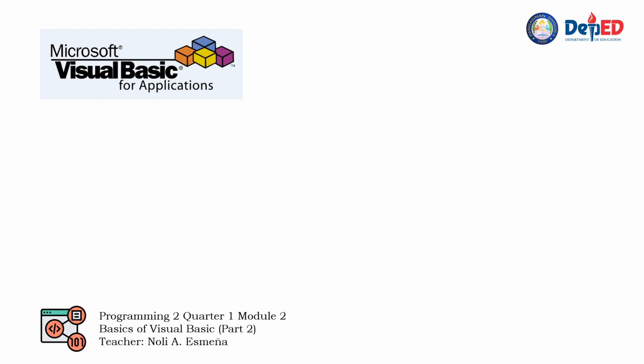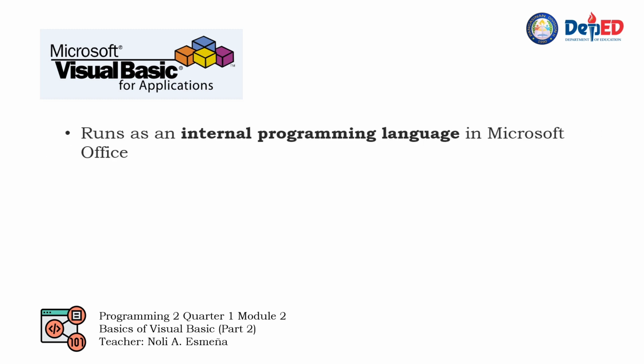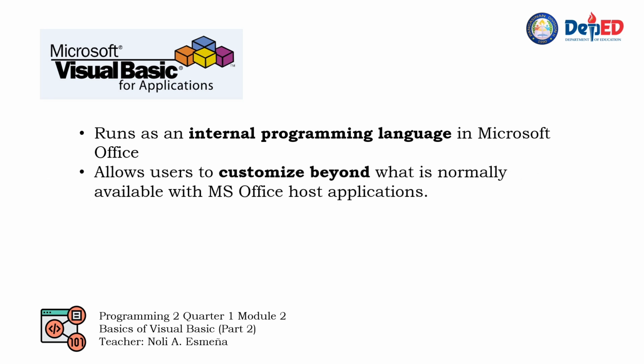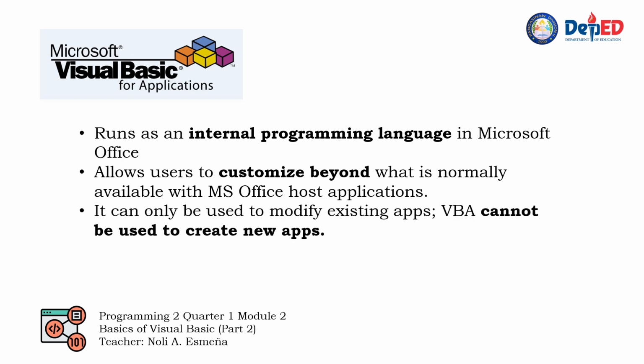VBA or Microsoft Visual Basic for applications runs as an internal programming language in Microsoft Office, meaning you don't need to download another software to use it, because it is embedded inside Microsoft Office applications. VBA is used to customize tasks beyond what is normally available with MS Office host applications. Being said, it can only be used to modify existing apps, especially the Microsoft Office applications. It cannot be used to create new apps.